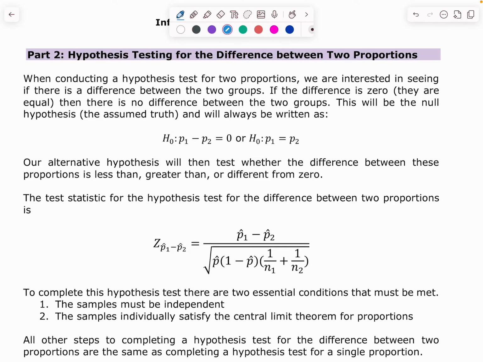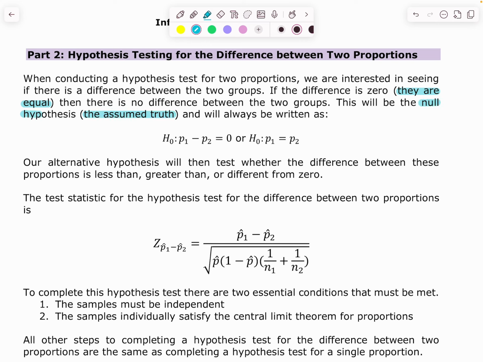So looking at the hypothesis test for the difference between two proportions, what we're looking at is to see if there is a difference between the two groups. If the difference is 0, that means the two groups are equal. There's no difference between the two groups. This is going to be our null hypothesis all the time. This is our assumed truth, and we will always write it.